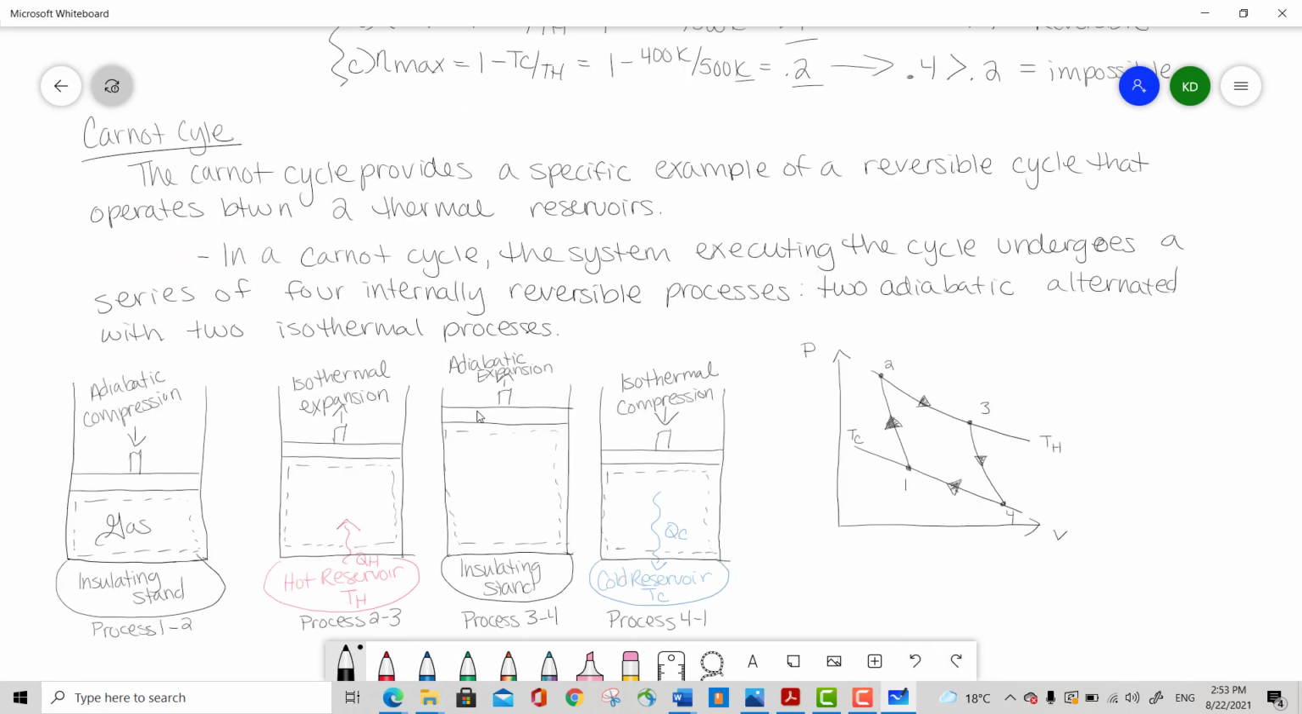So let's move on to the Carnot cycle. This provides a specific example of a reversible cycle that operates between two thermal reservoirs. And in a Carnot cycle, the system executing the cycle undergoes a series of 4 internally reversible processes, 2 adiabatic alternated with 2 isothermal processes.